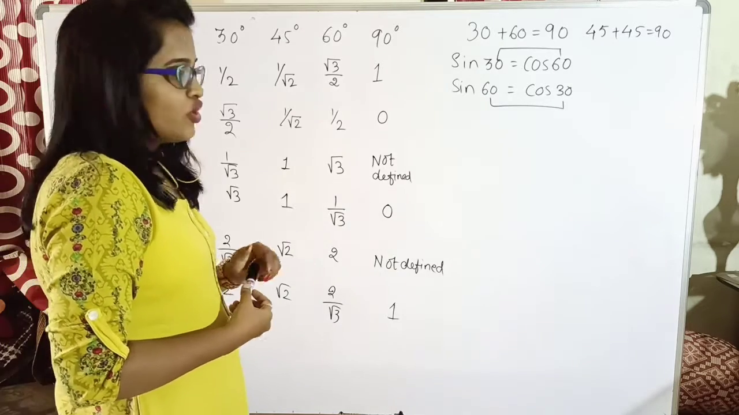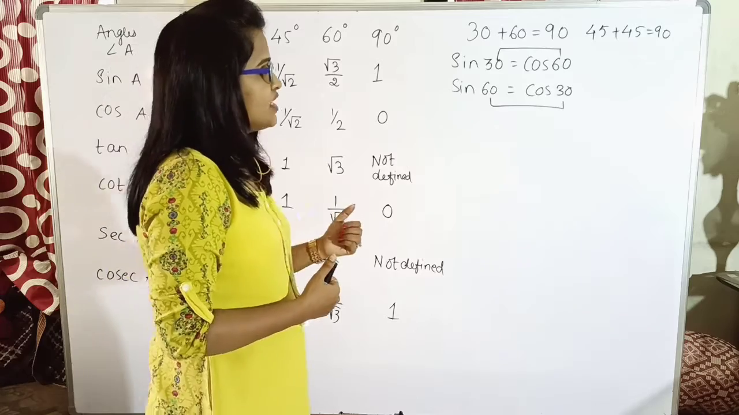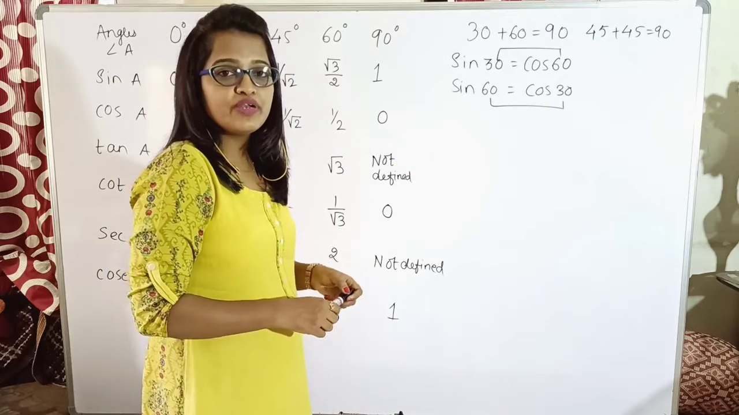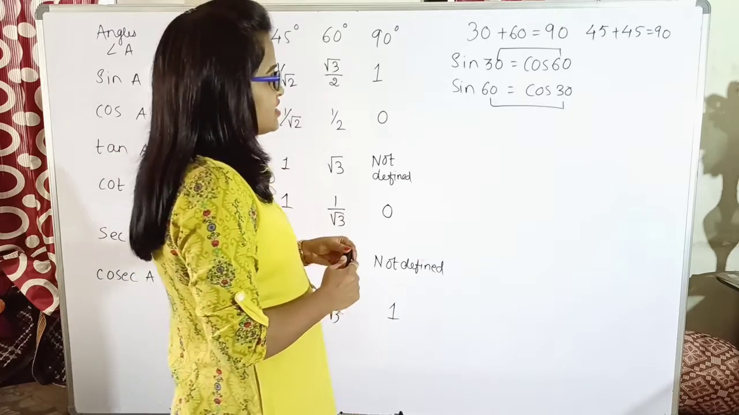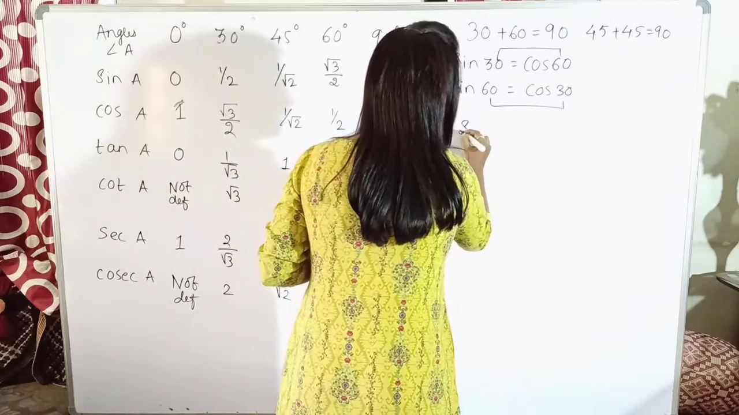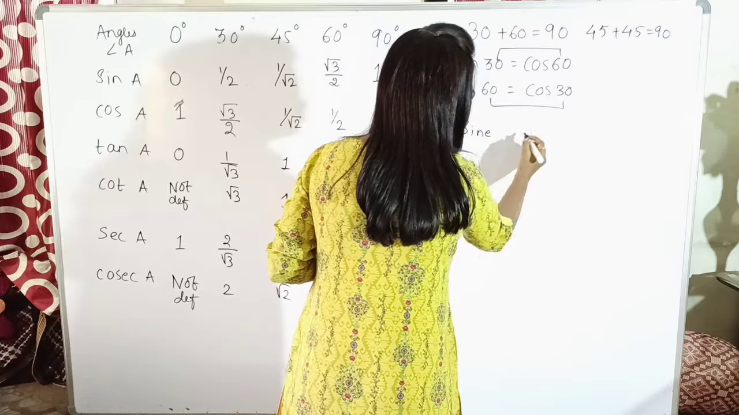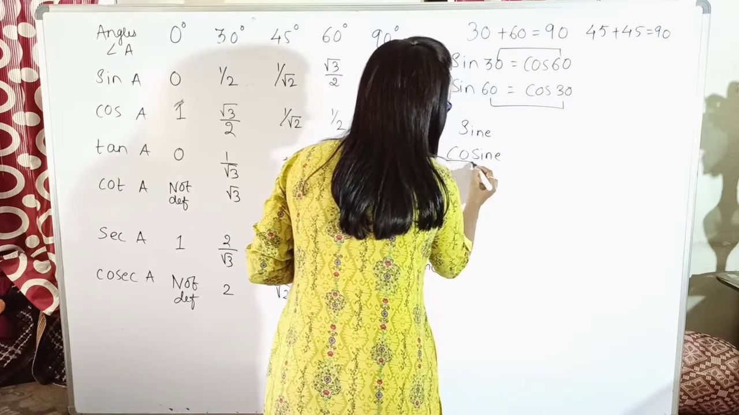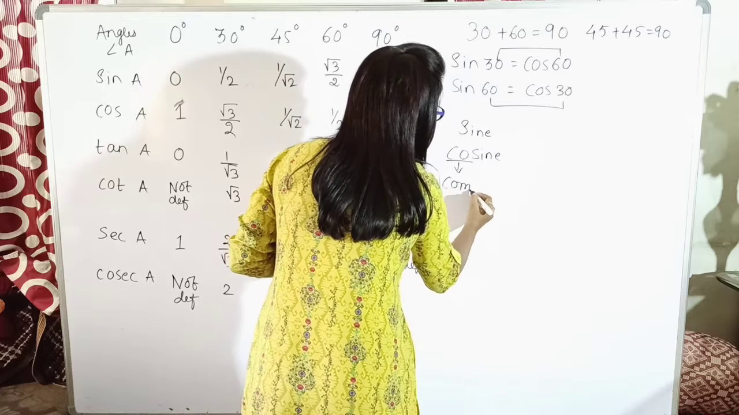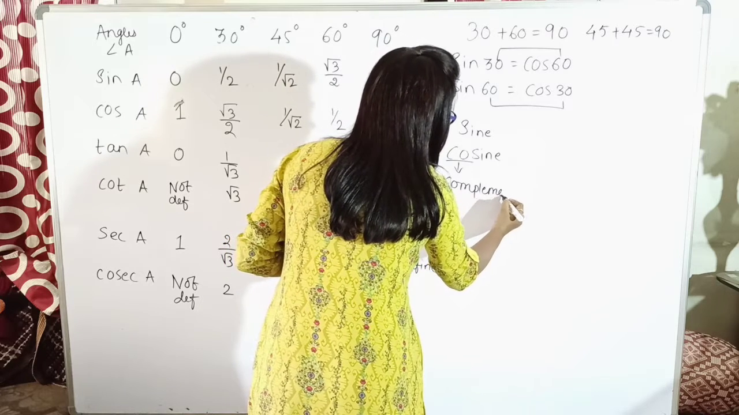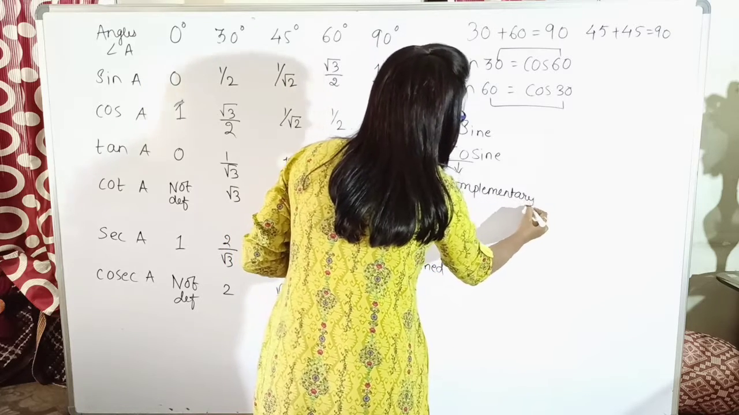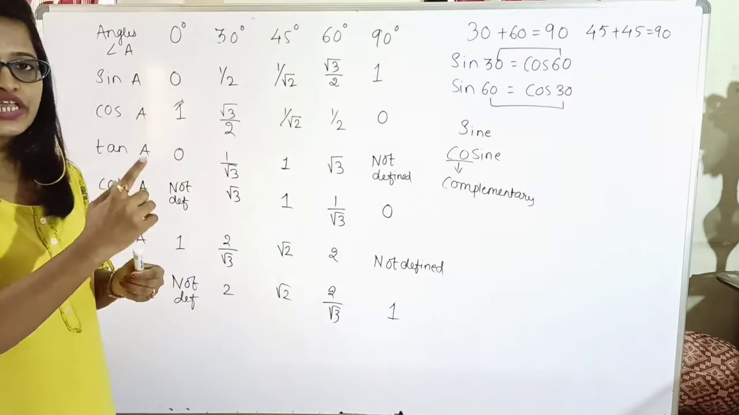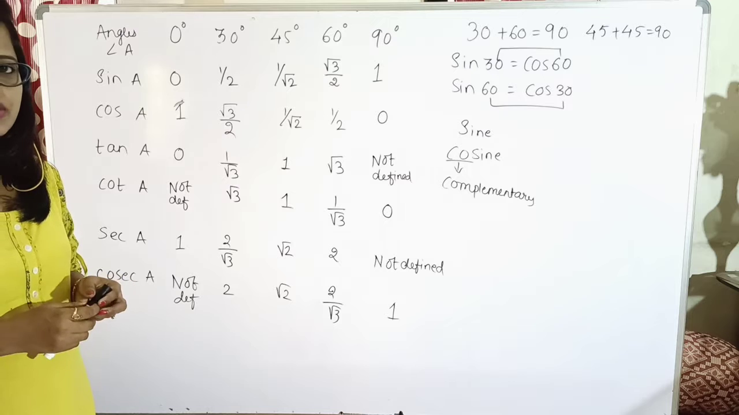So what can we infer from this? We can say that sine and cos are complementary of each other. As I had written it in short form, what is the full form of it? It is sine and cosine. Here, cosine means complementary of sine. So it is nothing but the complementary of sine, and hence it is called cosine. So sine and cosine are complementary of each other.